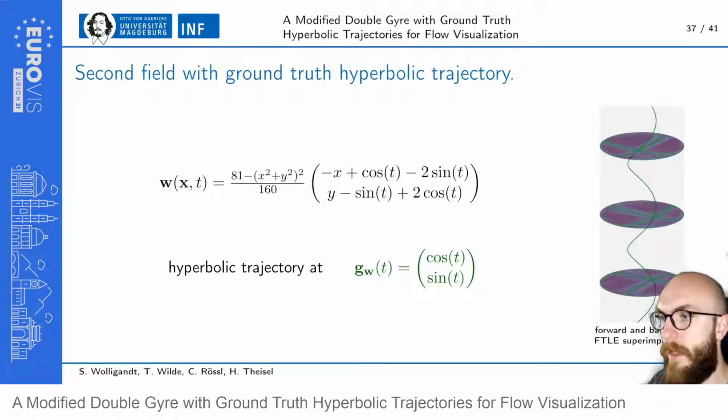We constructed a second vector field with known hyperbolic trajectory. The time grows in this direction, and as you can see there are 3 disks. These 3 disks show superimposed forward and backward FTLE fields, and there is only one intersection point at each time step, and the ground truth hyperbolic trajectory successfully passes through the intersection points at each time step.